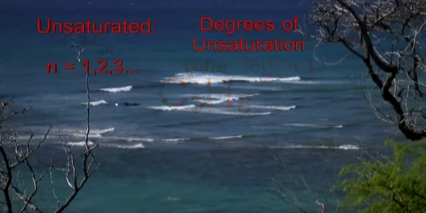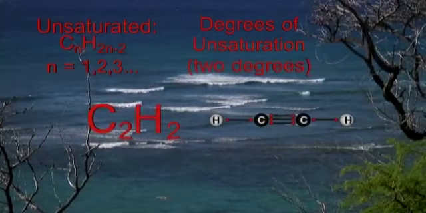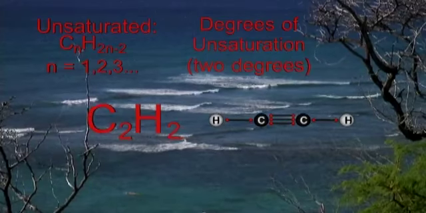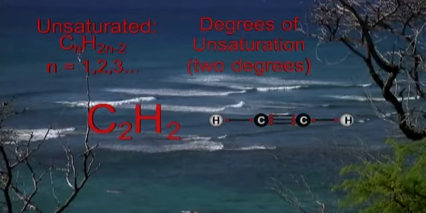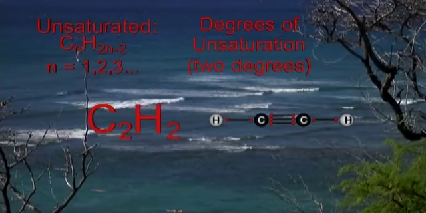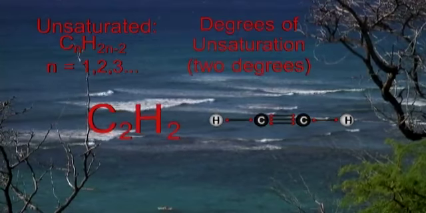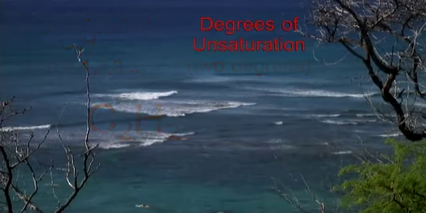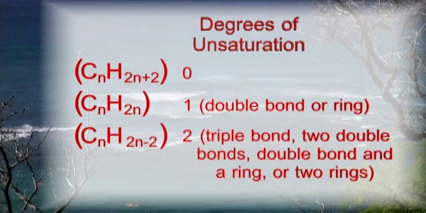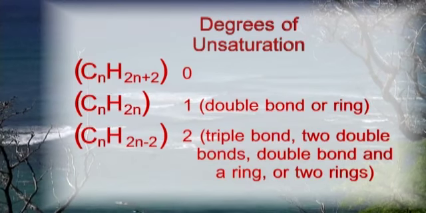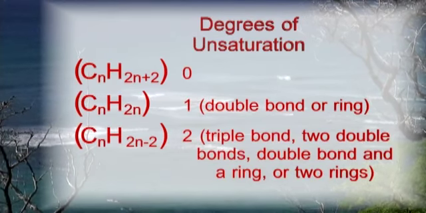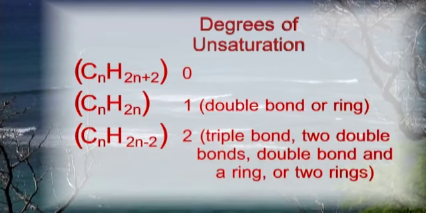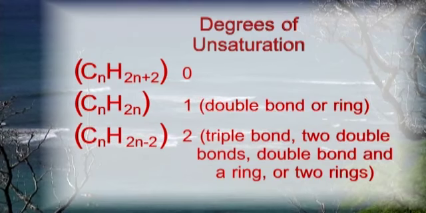The C2H2 example fits the CnH2n-2 formula for 2 degrees of unsaturation. 2 degrees of unsaturation are satisfied by a triple bond, 2 double bonds, a double bond and a ring, or 2 rings. Looking down the general formula column, we see that each time a degree of unsaturation is introduced, 2 fewer hydrogen atoms are present. Calculating degrees of unsaturation for a given molecular formula helps us develop a logical plan before drawing Lewis structures.